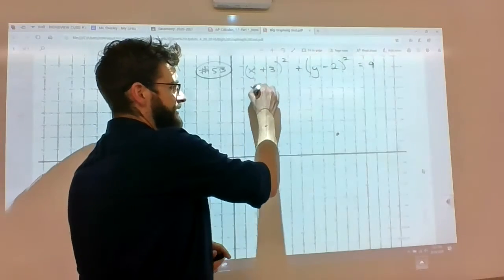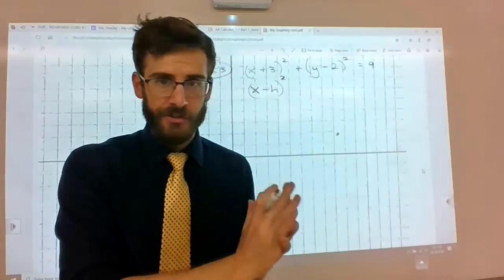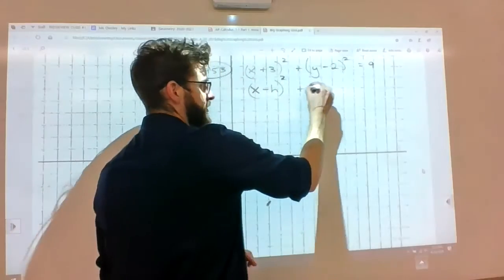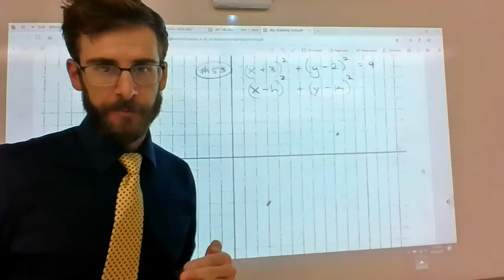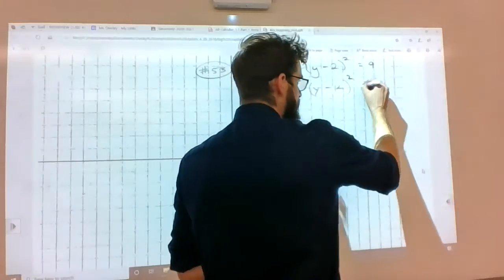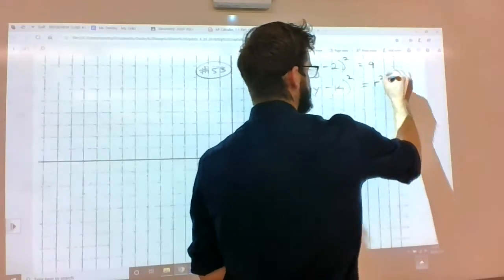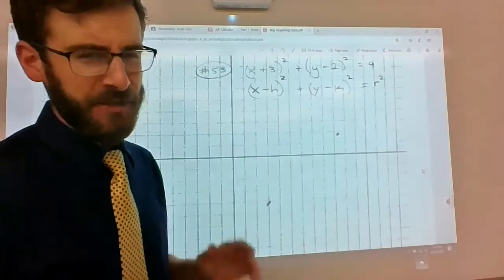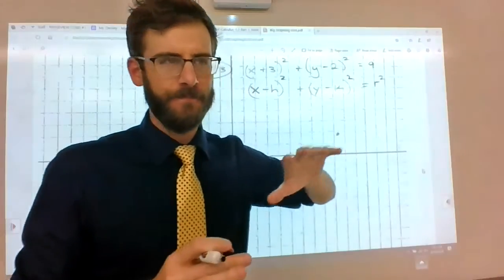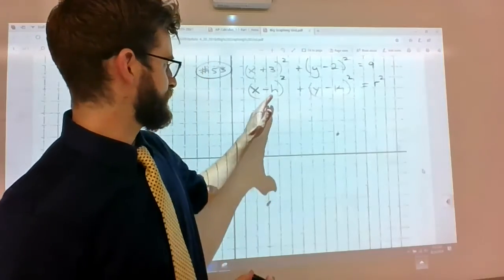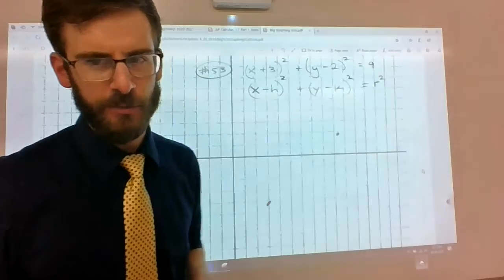This is x minus h, so the horizontal shift of the circle from the origin, plus y minus k squared, which is the vertical shift from the origin, and equals, interestingly enough, the radius length. And it's radius length squared. It seems like the Pythagorean theorem has got sort of a footprint in this business, right? You know, a squared plus b squared equals c squared. I'm not going to dig too much into that.